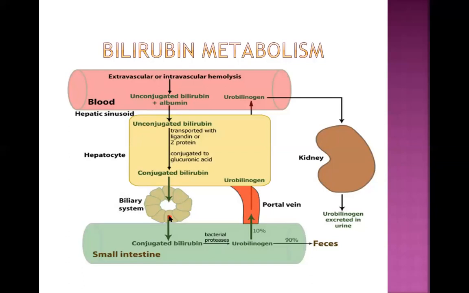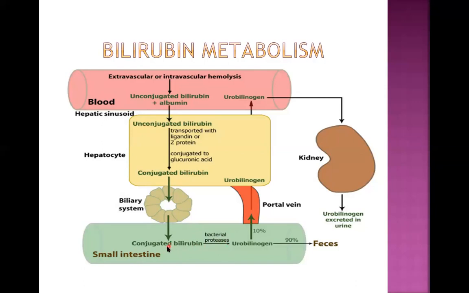So ultimately, through the bile duct, the bile with bilirubin flows into the duodenum. Remember, this is conjugated bilirubin. Now, this conjugated bilirubin will be degraded by bacterial protease. Different names have been given in different textbooks.